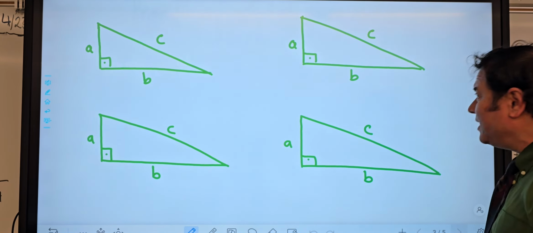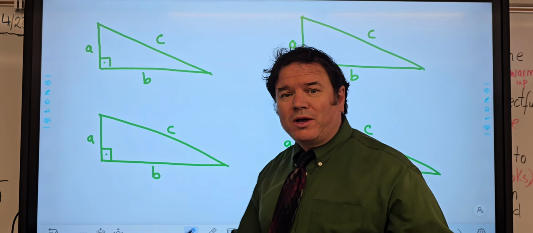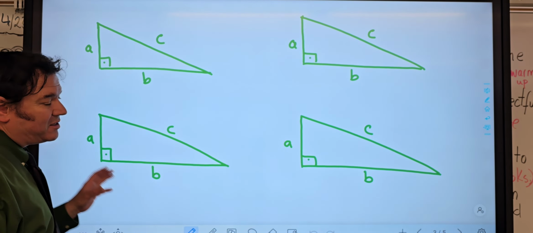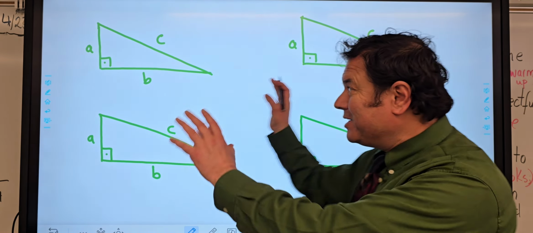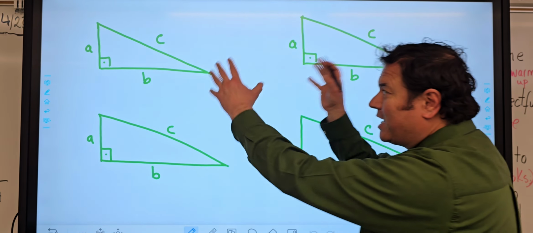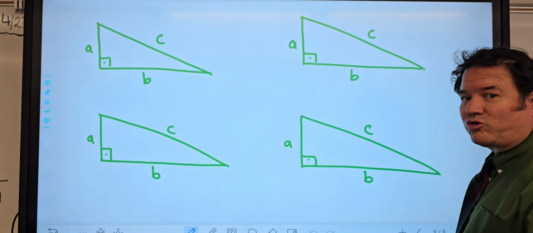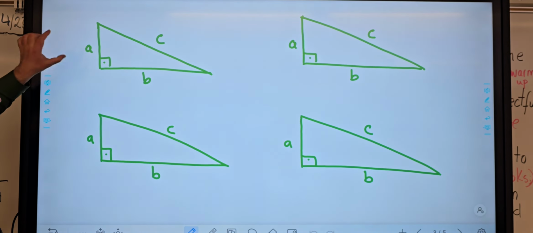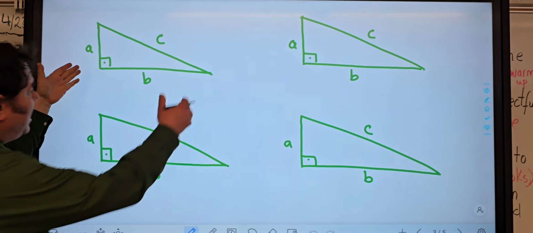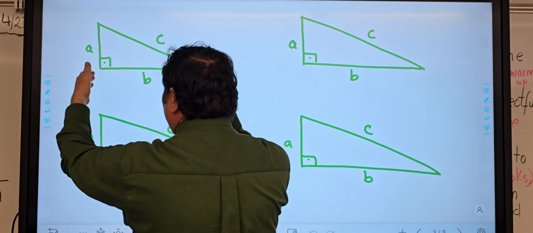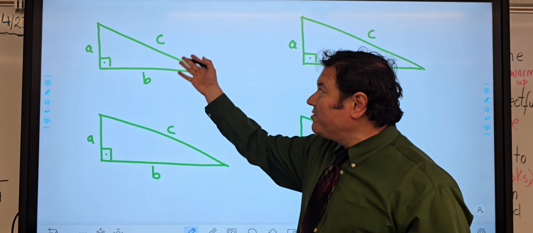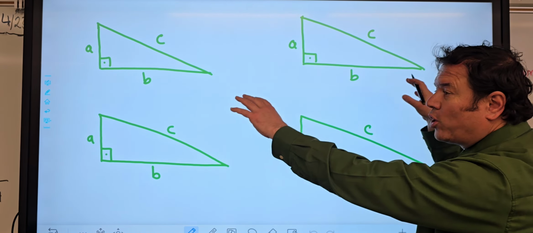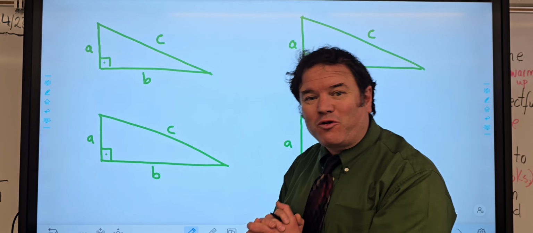Let's take a look at an example here. I'm going to create 4 identical right triangles. I did my best. It's not to scale, but just pretend that all 4 are identical triangles. Each triangle has this small leg, which we call A, and the bigger leg, or the other side, we call B. And we also have the hypotenuse, which is C. Each of these 4 triangles has the same information.